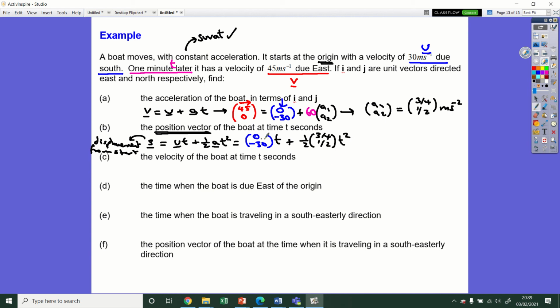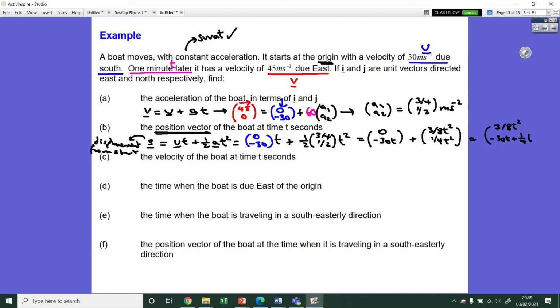Great. Okay, I want that ideally written as a single column vector, so I can maybe use it again later. So I'm going to distribute my scalars into the brackets and then combine together. So I'm firstly going to get 0, minus 30t, and then I'm going to add it to 1/2 and t squared inside gives me 3/8 t squared, and then 1/4 t squared. Now I can add together, that's going to give me 3/8 t squared on top, and then minus 30t plus 1/4 t squared on the bottom. And that's my position vector after t seconds.